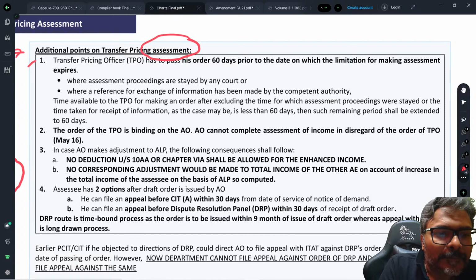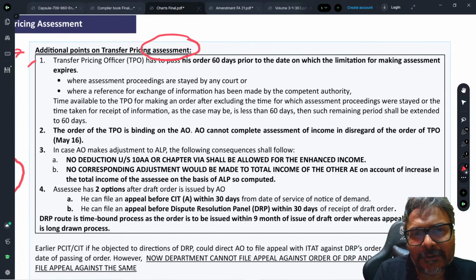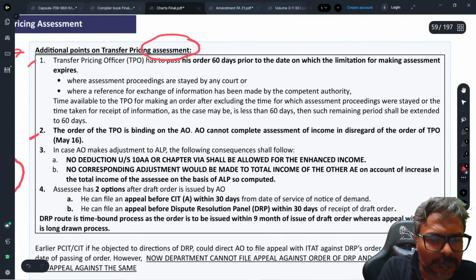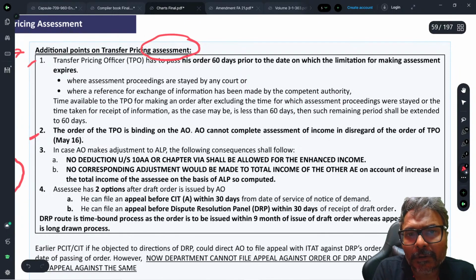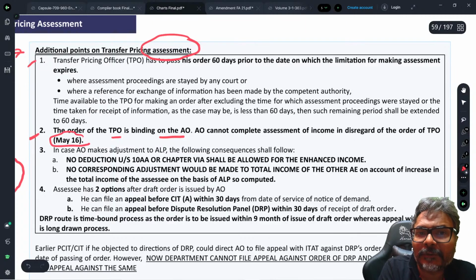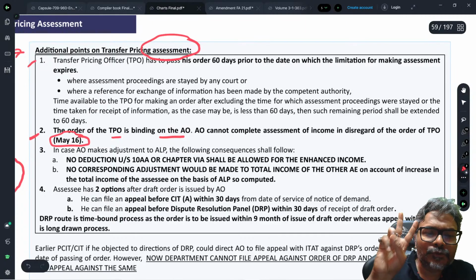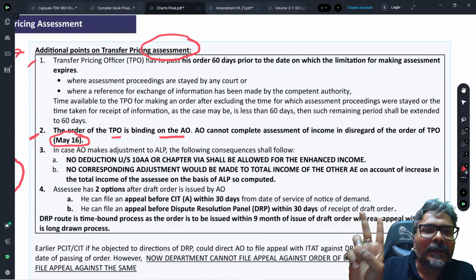Now, coming to this one, assessment on the transfer pricing part. Two or three important points are there, students. Just keep that in mind. First point is this one, students. Good morning, Sunny. Now, this is a very important one. The order of the TPO is binding on the assessing officer. Again, May 16 attempt. Can you see this one? Students, just two points, be very careful.